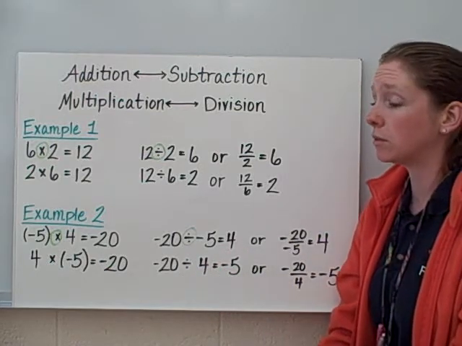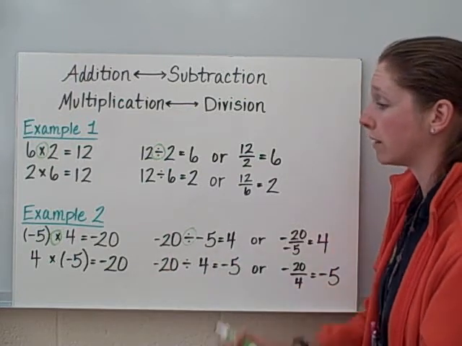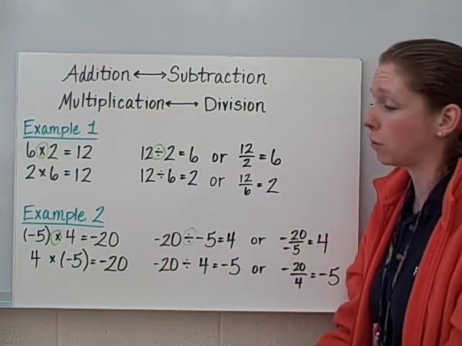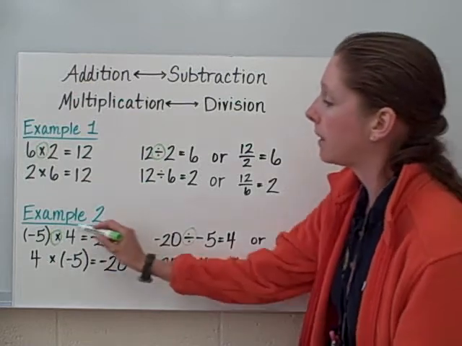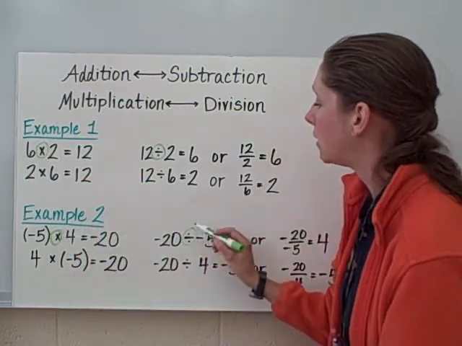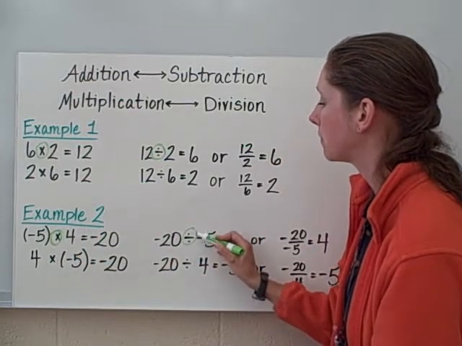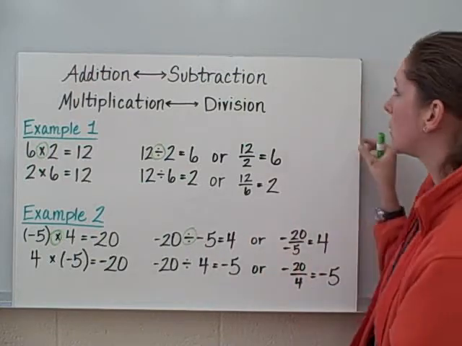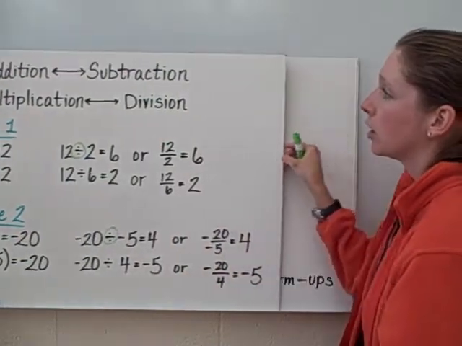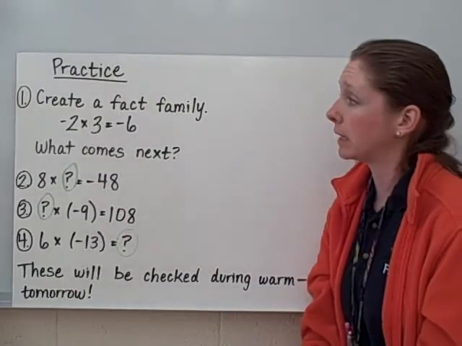Notice I've got the same 3 numbers in all 4 of my facts. Negative 5, 4, and negative 20. The operation has changed, and the order has changed. Keep that in mind as we go to some practice. You're going to need to write a fact family.